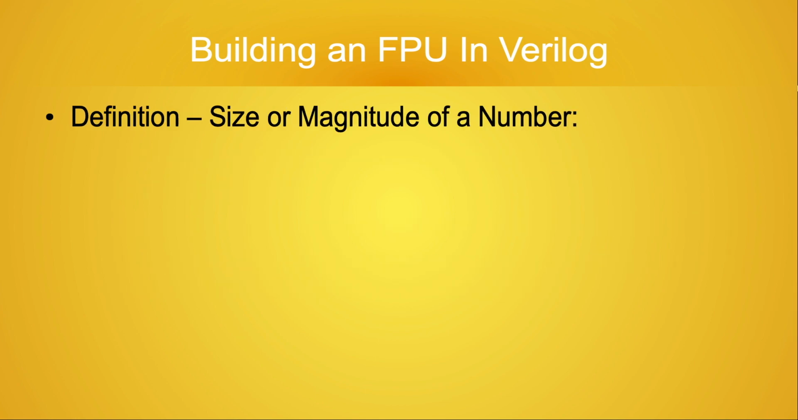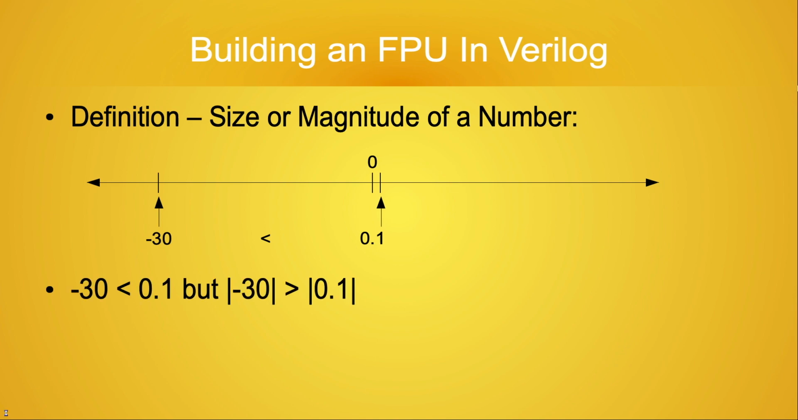Before talking about the exponent, I need to clarify what I mean by the size of a number. For the purpose of the following discussion, I only care about a number's magnitude. What do I mean by this? Minus 30 is less than 0.1, because if you draw the number line, minus 30 is plotted to the left of 0.1. But minus 30 has a bigger magnitude, that is, the absolute value of minus 30 is greater than the absolute value of 0.1. The magnitude is the absolute value of a number.